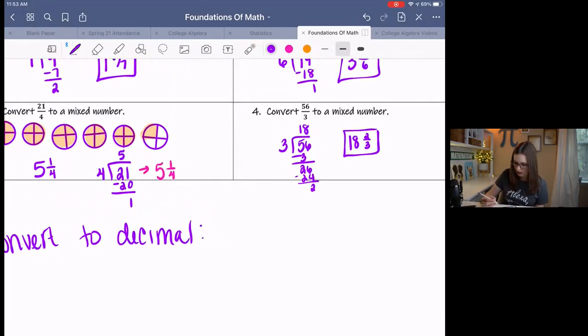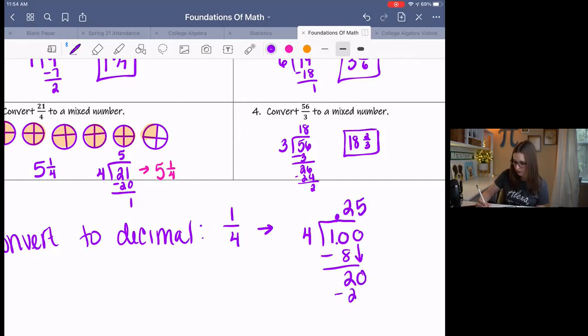So let's just look at an example, an easy one, 1/4. And what you're going to do is you're still going to do top divided by bottom. 4 does not go into 1. So we're going to add a 0 here, and we're going to bring that decimal up. 4 does go into 10 2 times. And then we're going to add another 0 here, bring it down. 4 goes into 20 5 times evenly. And so this is the decimal representation of 1/4.